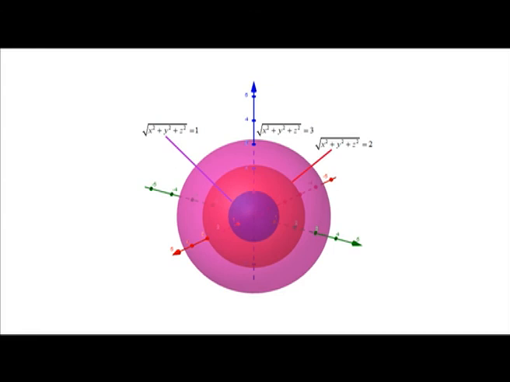The outer sphere corresponds to the level surface √(x² + y² + z²) = 3. The middle sphere corresponds to the level surface √(x² + y² + z²) = 2, and the inner sphere corresponds to the level surface √(x² + y² + z²) = 1. The level surface √(x² + y² + z²) = 0 consists of the origin alone. For k less than 0, there is no level surface.